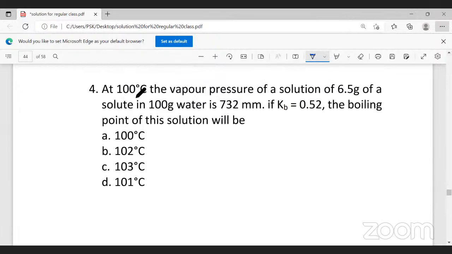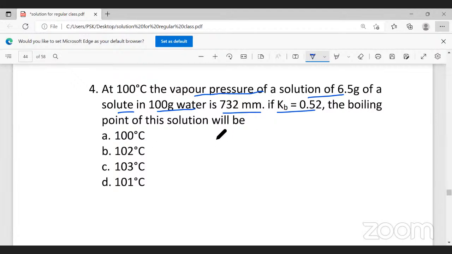See this question, it's not a direct question. It's a little different. At 100 degrees Celsius, the vapor pressure of the solution of 6.5 grams of solute in 100 grams of water is 732 millimeters. If Kb is 0.52, what is the boiling point of the solution? They have given vapor pressure here. Since vapor pressure is given, it is possible for us to calculate the molecular mass.